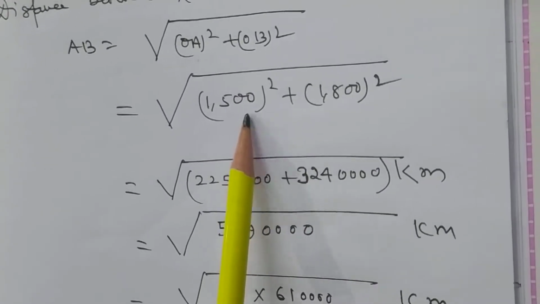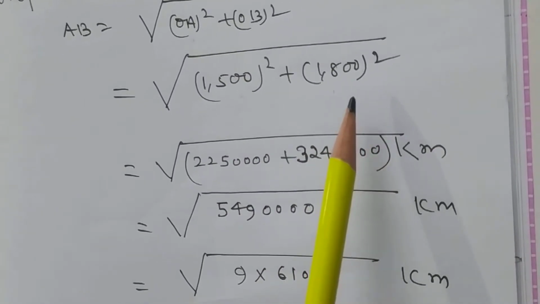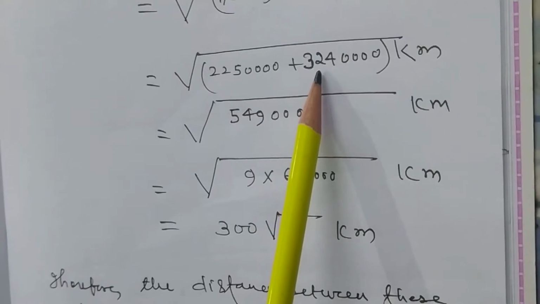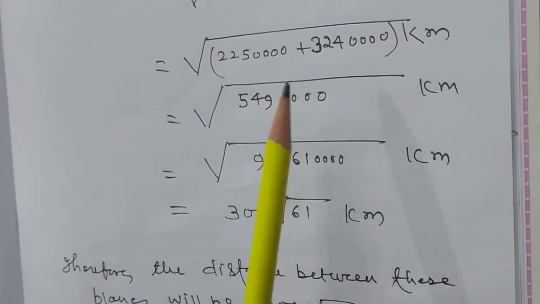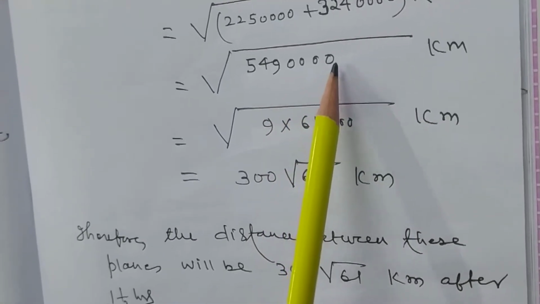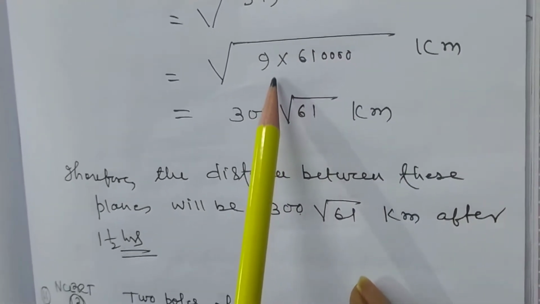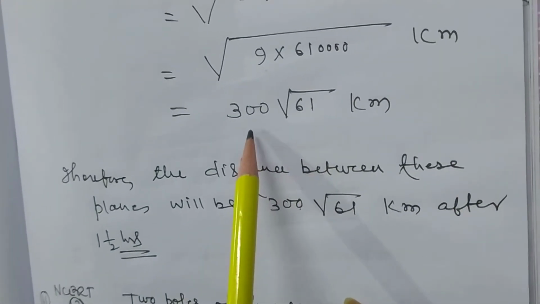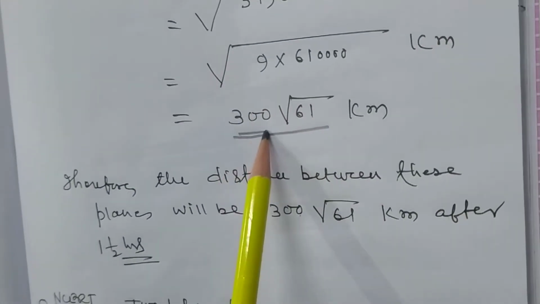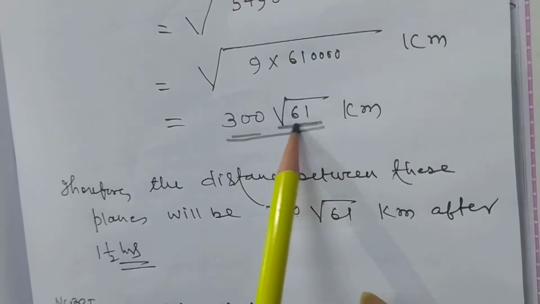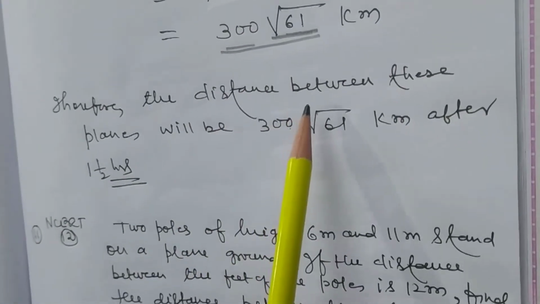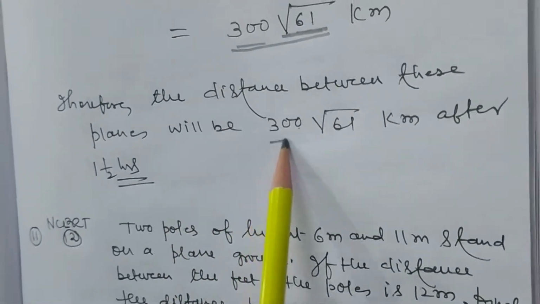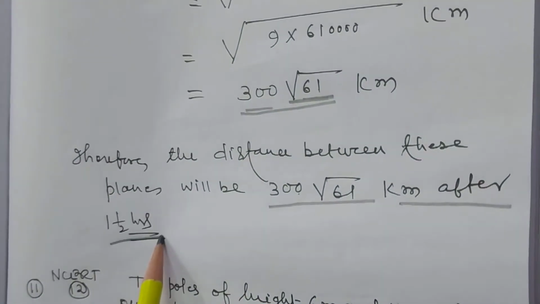That is 1500 square plus 1800 square. And it will be 225 into 10,000 plus 324 into 10,000. And it will be 549 into 10,000, and so 9 into 61 into 10,000. Now after simplification, it will be 300 root 61 kilometer. Therefore, the distance between these planes will be 300 root 61 kilometer after 1.5 hours.